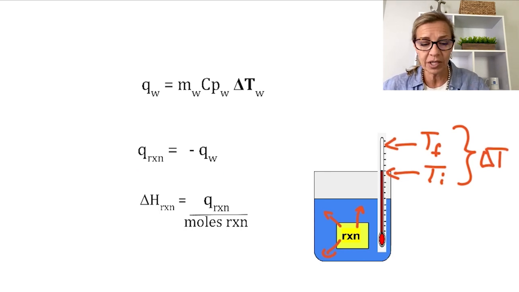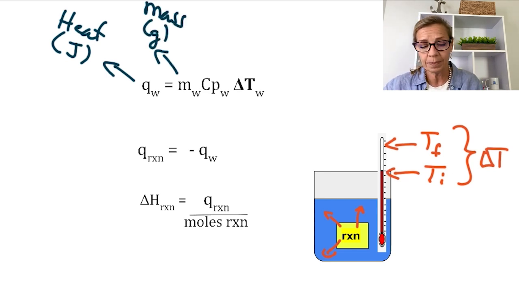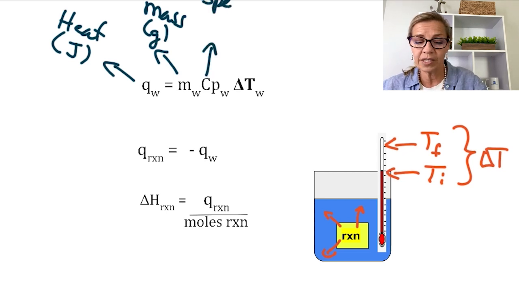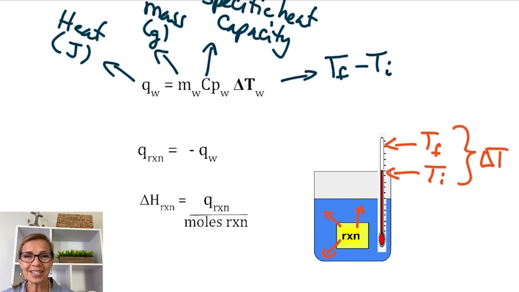So let me introduce this equation. Q stands for heat, and the W is just for water. Heat is typically in joules, maybe calories. The mass of the water would be in grams. That's how much goes into the calorimeter. And then this term is called specific heat capacity, and those are known values. They are in tables in your textbook or online. And then delta T is T final minus T initial. In other words, by how much did the temperature change because heat flowed from that reaction.